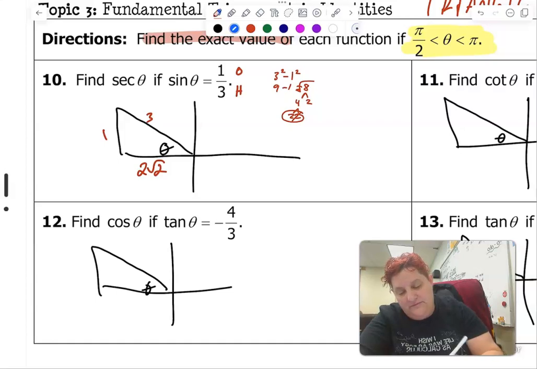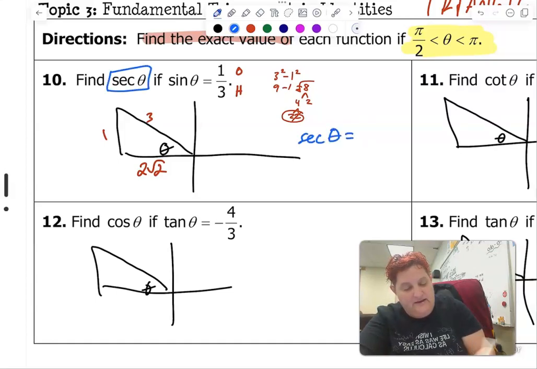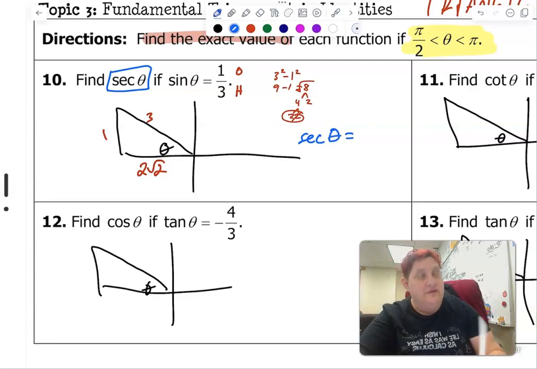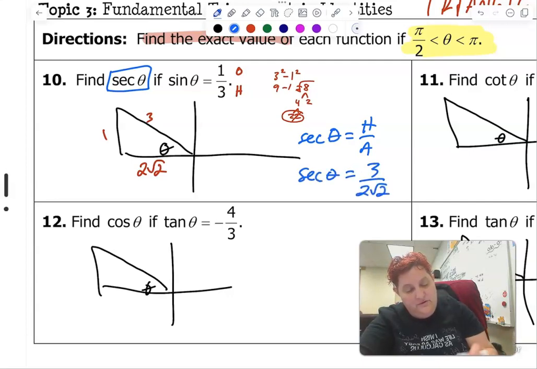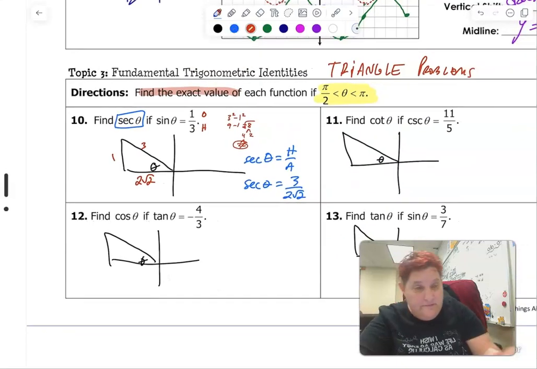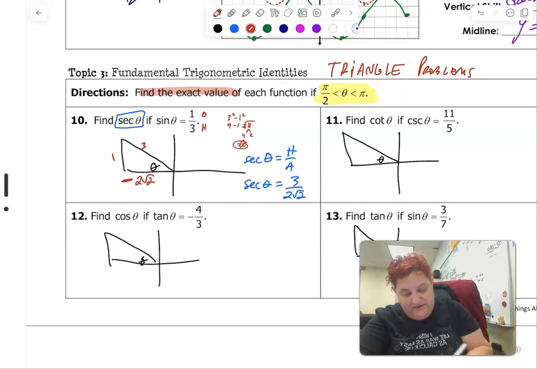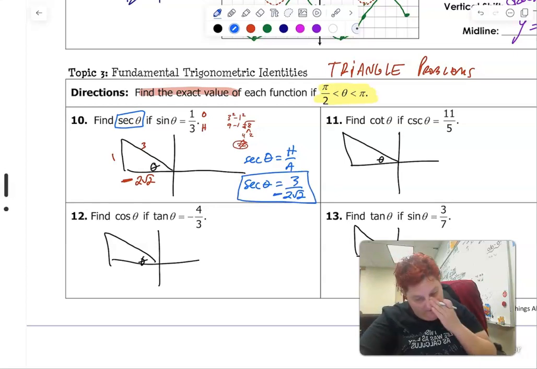Now, it wants me to find secant. Secant is the reciprocal of cosine. So that's hypotenuse over adjacent. So secant is 3 over 2 root 2. Now, there is one thing we've got to remember. Did any of you catch my mistake? We're in the second quadrant, so that side needs to be negative. So it is 3 over negative 2 root 2. We'll just leave it like that. Okay?